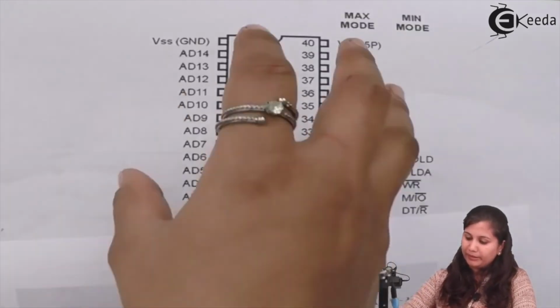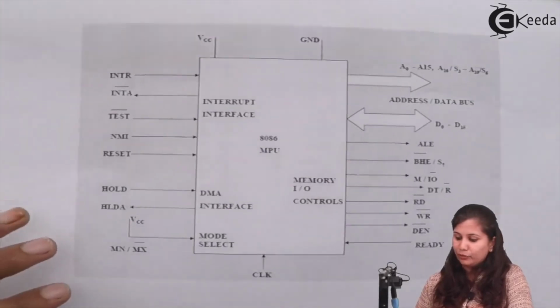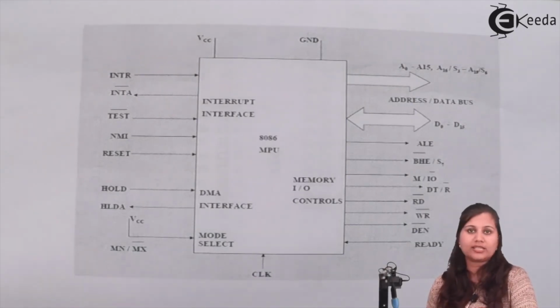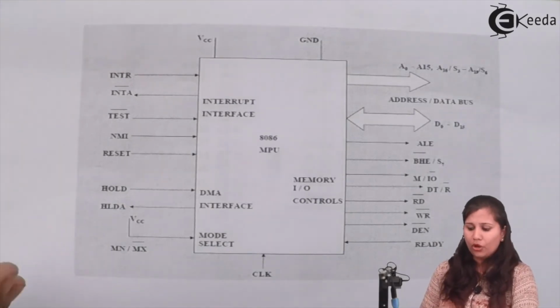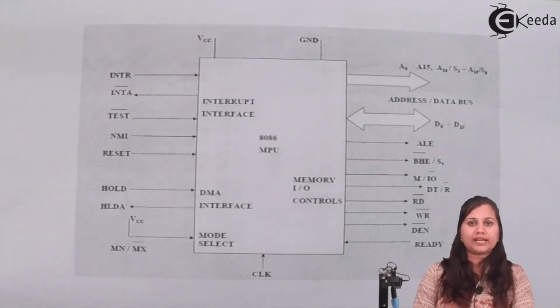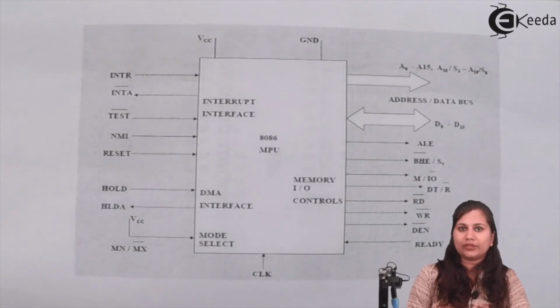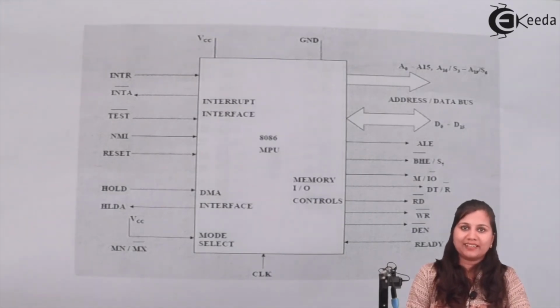So all the pins on this pin diagram are categorized into various signals in this signal diagram. The description of the pins and the signals remains the same, you just have to categorize the pins into various signals. So in this video, we studied the pin diagram and the signal diagram of the 8086 microprocessor. I hope that this topic is clear to you.